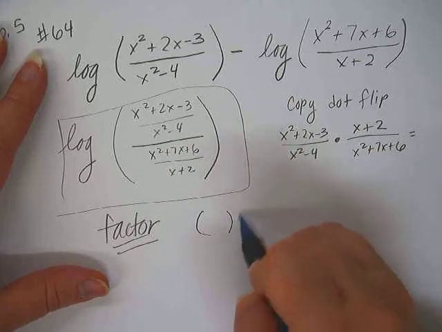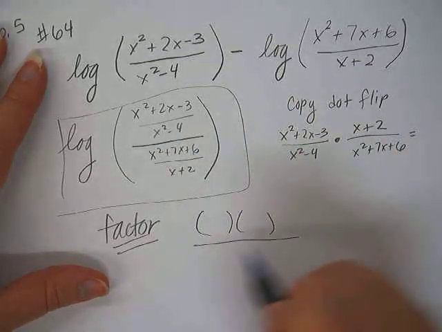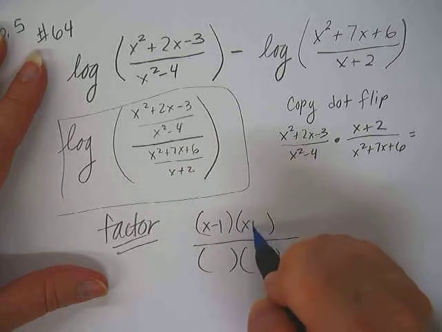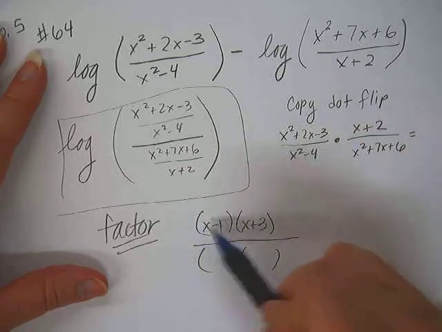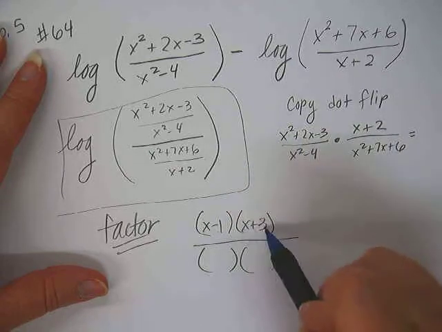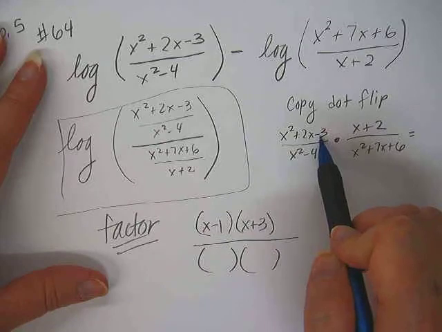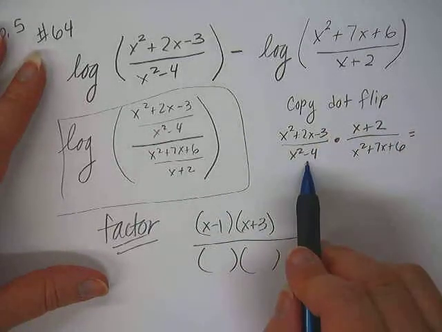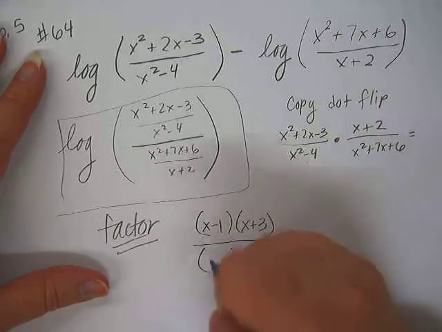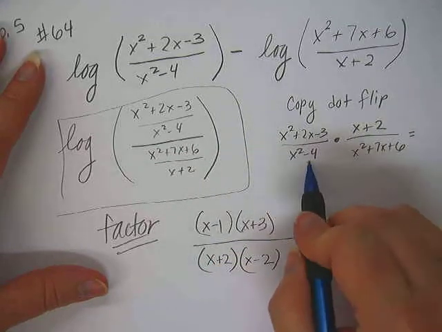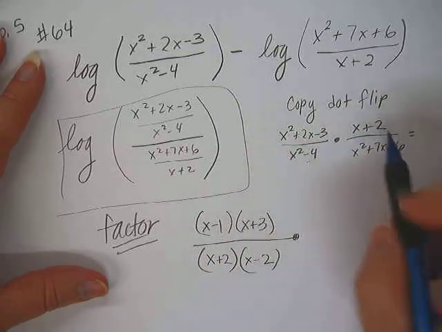So x squared plus 2x minus 3 factors into what? X minus 1, x plus 3. Let's double check his work. X times x is x squared, negative 1 and positive 3 is a positive 2, and negative 1 times positive 3 is negative 3. Nice job, Bryce. Okay, factor the bottom. X plus 2, x minus 2, because it's a difference of squares.